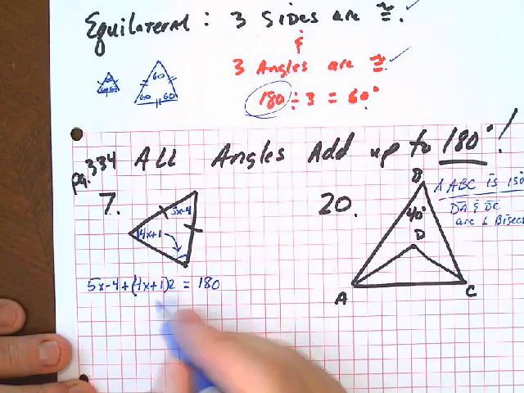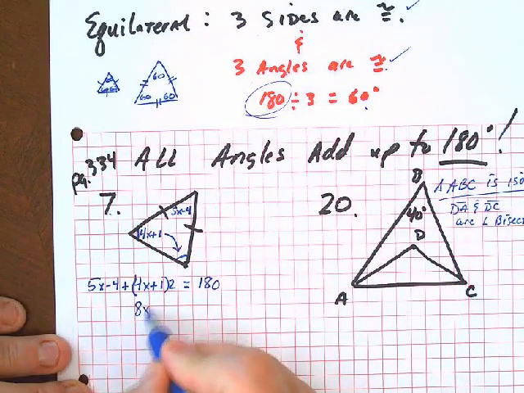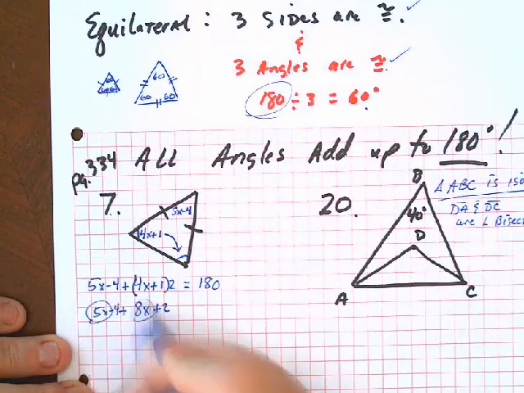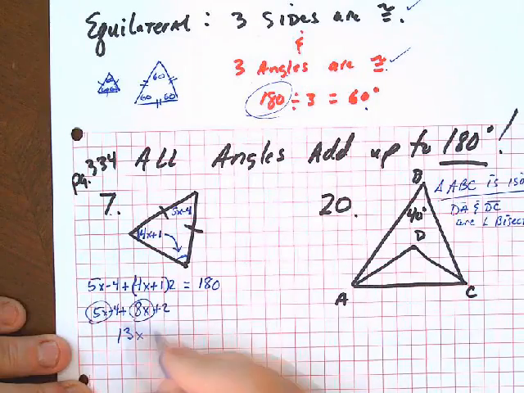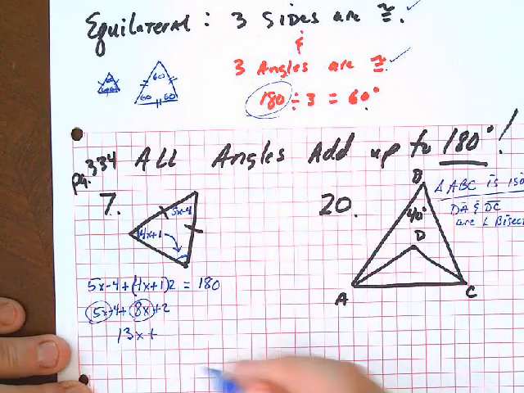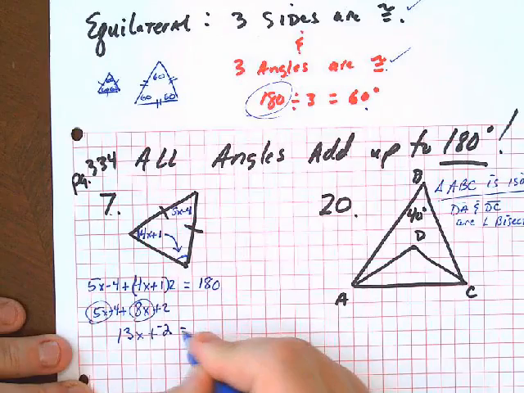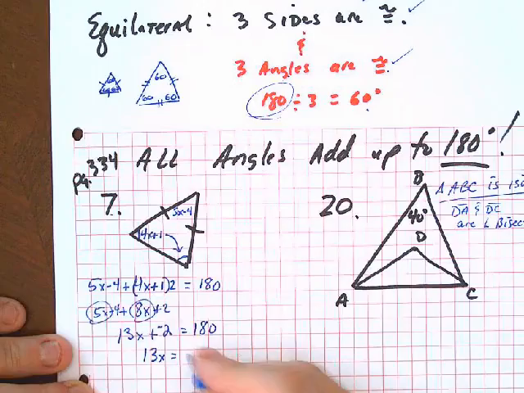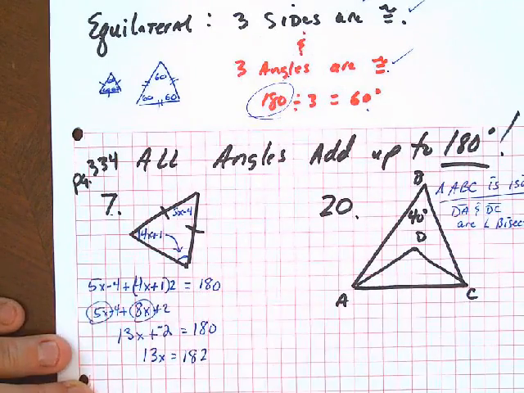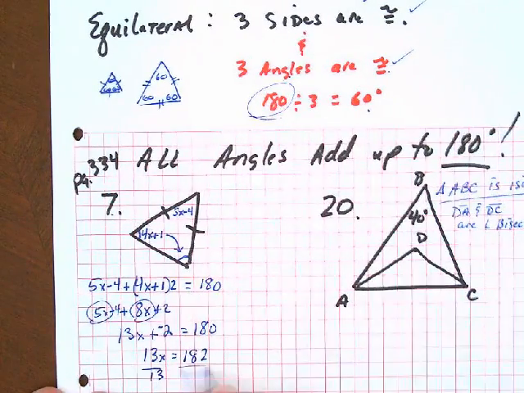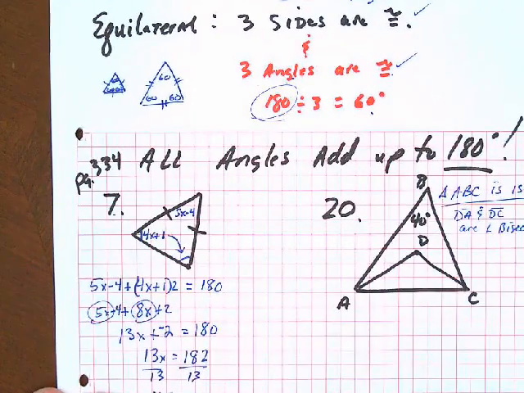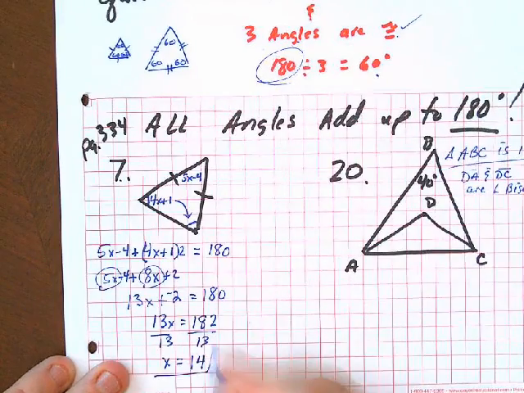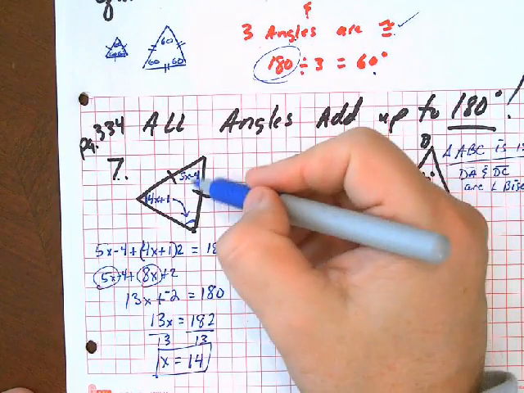Now I'm going to solve for x. So I have 8x plus 2 over here, plus 5x minus 4. I'm going to combine like terms. 13x plus negative 2 is equal to 180. So 13x is equal to 182. Divide by 13. Now I have x is equal to 14. And so x equals 14.